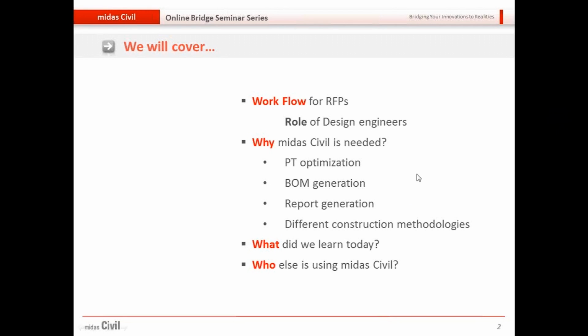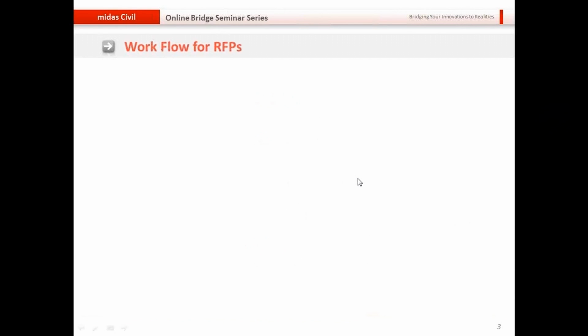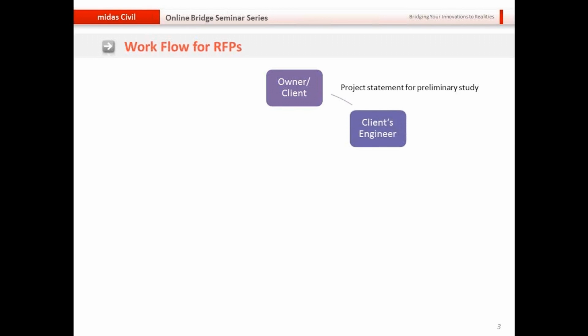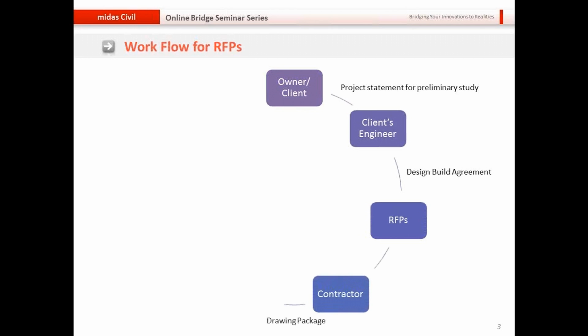So let's start with the workflow for the request for proposal. There is an entity called owner or the client, and he puts out the project statement for preliminary design, and then a company is selected to perform this preliminary design, whom we call the client engineer. And then the client engineer prepares a design build agreement, which is phased out for requesting proposals, and then the contractor cites these opportunities and creates a team with different components in it.